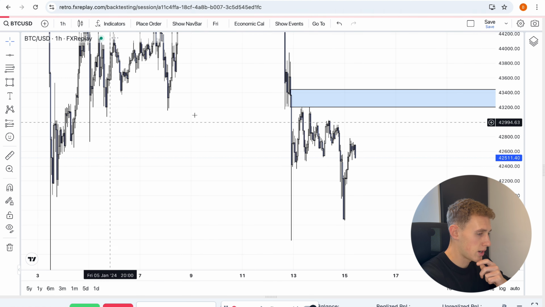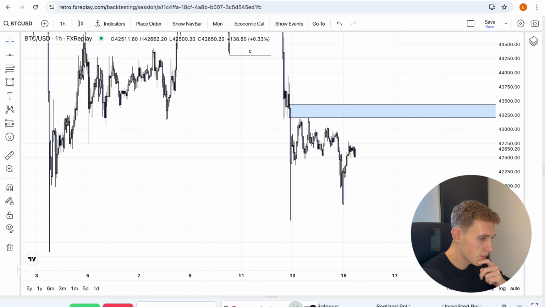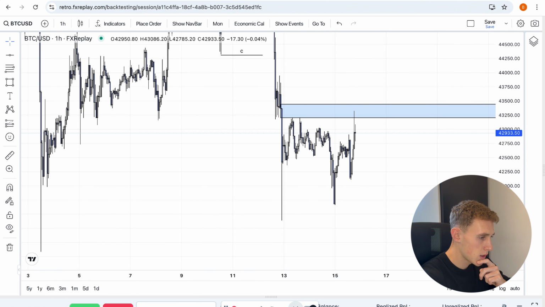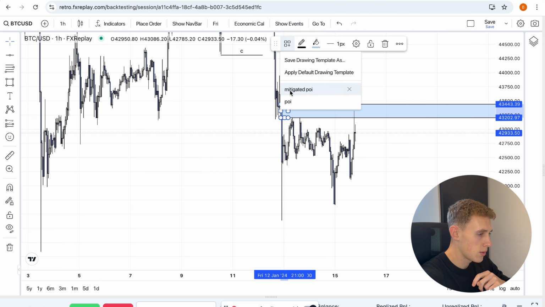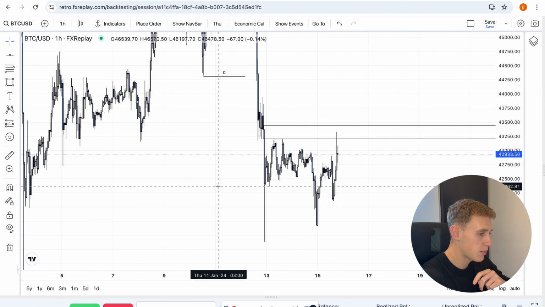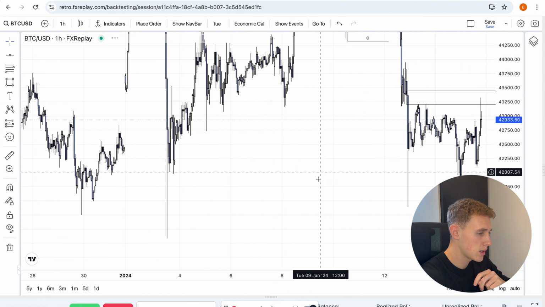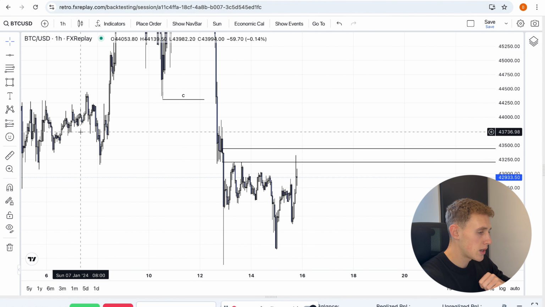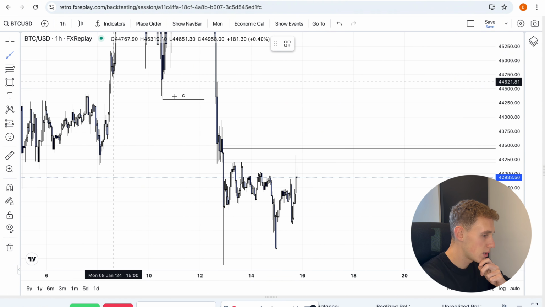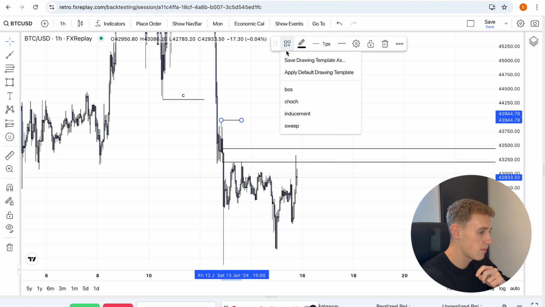Just gonna play this on higher time frame. There we go. So all of those previous highs are swept. Price is still within that supply zone. So we could either see sells from here, but I'd also consider selling if that high gets taken out.